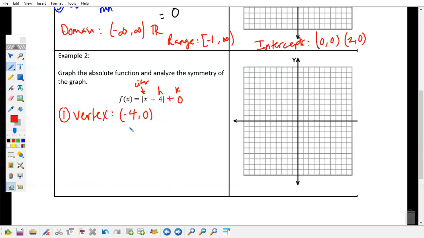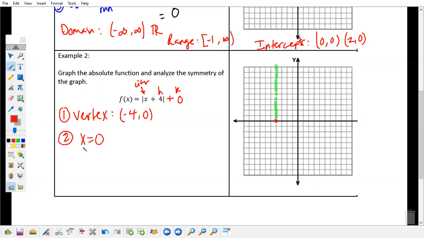Okay, so our vertex is at -4, comma 0. So I'm going to go to -4, 1, 2, 3, 4, and I'm going to stay here. That's our vertex, and it's our axis of symmetry.